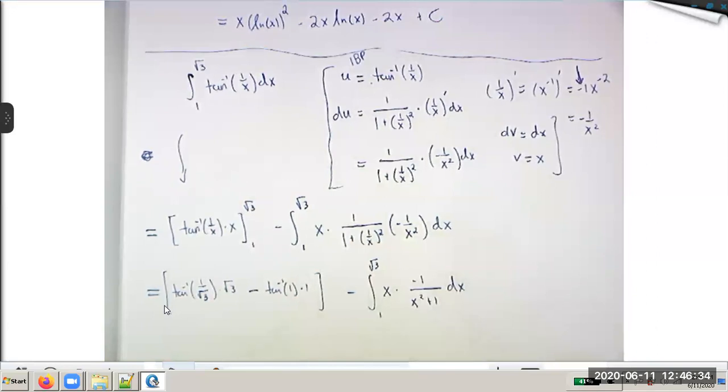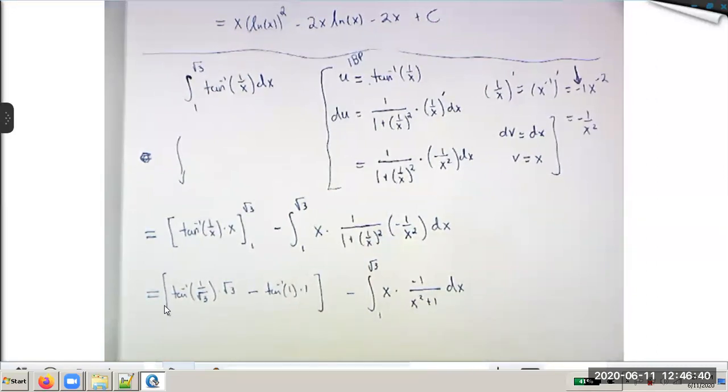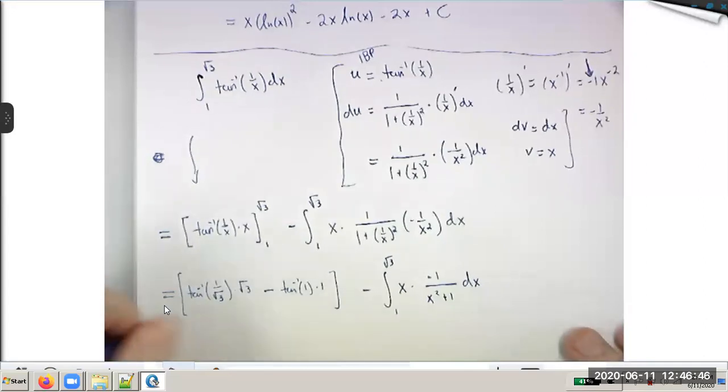I can't cancel anything because there isn't a factor of x in the denominator. It's just x squared plus something. If it were x squared plus x, you could factor out an x, then you would be able to. Go ahead and have this evaluation.